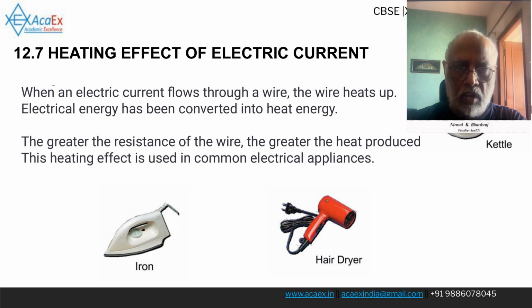Heating effect of electric current. When an electric current flows through a wire, it causes the wire to heat up. This is a conversion of electrical energy into heat energy. The greater the resistance of the wire, the more heat is produced. This heating effect is utilized in many common electrical appliances, such as an iron, a kettle, and a hairdryer.